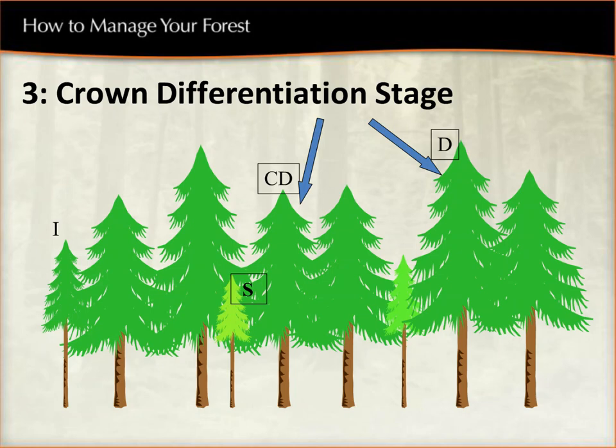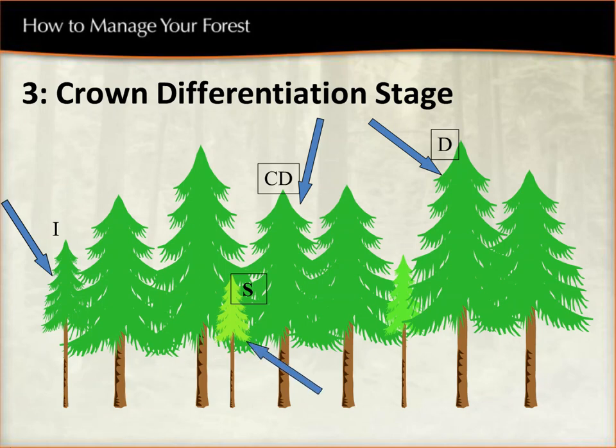Another group are called codominant trees. These trees have medium-sized crowns that form the main canopy, and although they too receive full sunlight from above, they get very little from the sides, so their growth is generally good, but not quite as good as the dominants. Intermediate trees are shorter than the dominant and codominant trees, so that they have small crowns with intense crowding on all sides. Their crowns do extend into the main canopy, but they receive little direct light from above and none from the sides, resulting in poor growth rates.